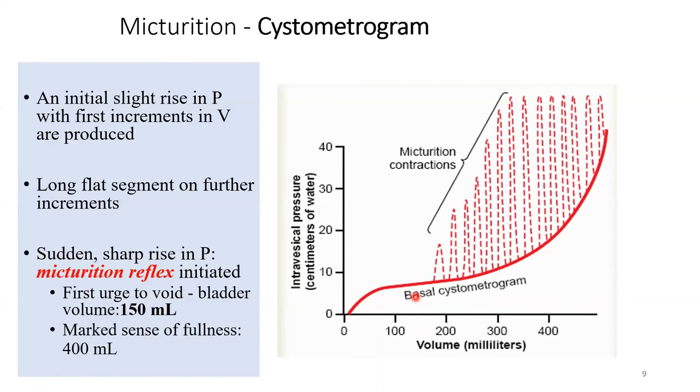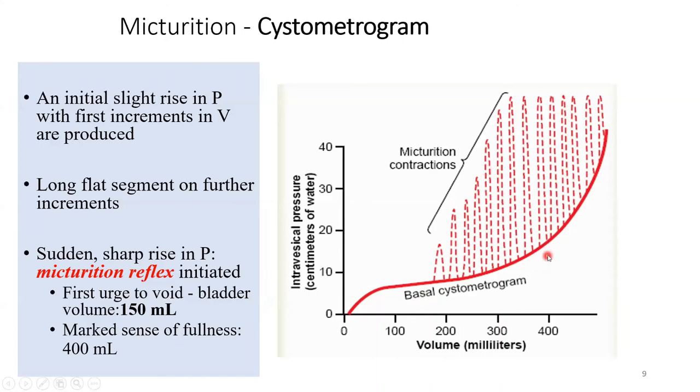So beyond 150, the stretch on the detrusor comes up to an extent that it triggers the micturition reflex, which is basically a sudden going up of pressure, sustained, and then dropping back to baseline. And we talked about it, that it's incremental and self-regenerative. So once you have triggered it and you haven't emptied the bladder, the second contraction will be higher, the next one will be higher, the next one even higher, and you can see that it just goes on and on.